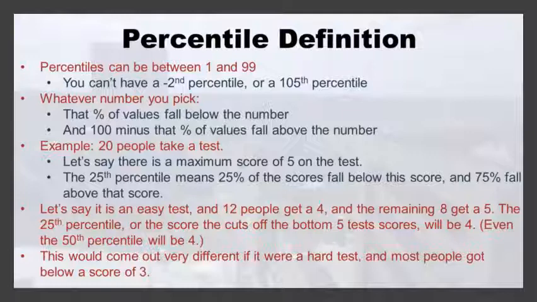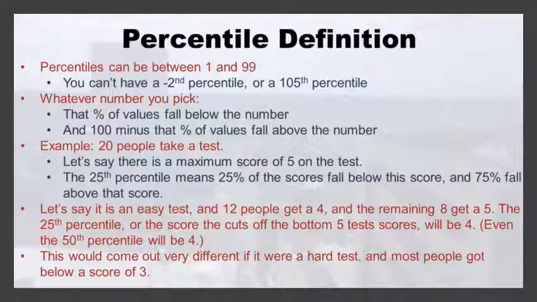And then everything outside of that is falling above, or is better than, or greater than. The way you figure that out is 100 minus the percentage, and then you find all the values that fall above that number. We'll see this a little bit more further down.